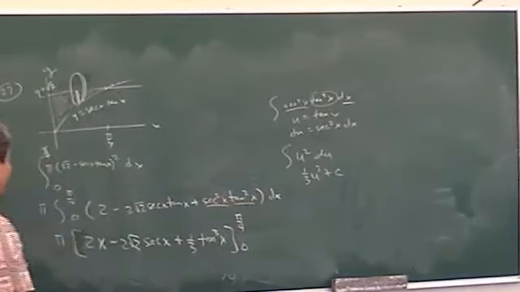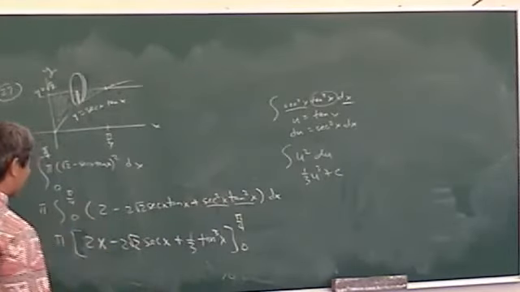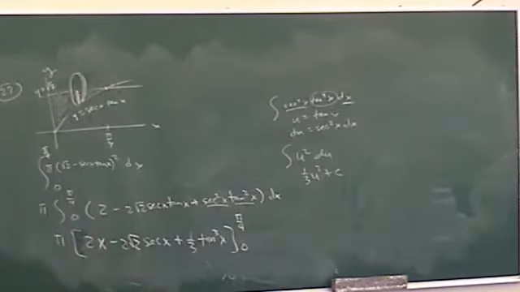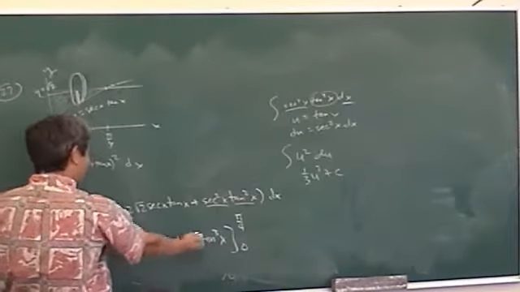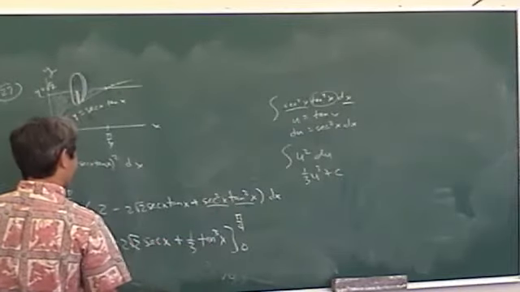I think you guys can handle that, right? All you gotta do is plug in the pi over 4, because when you plug in 0, it's just 0, 0, 0. And we know secant of pi over 4 is root 2 and tangent of pi over 4 is 1. Come on, I just did everything for you.